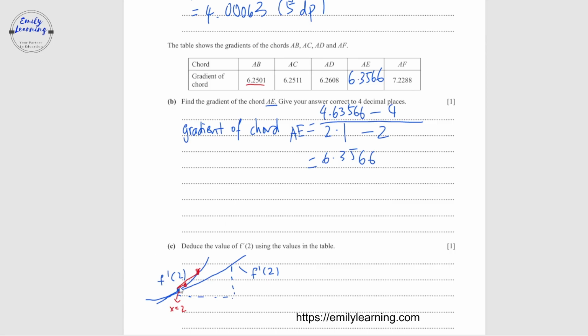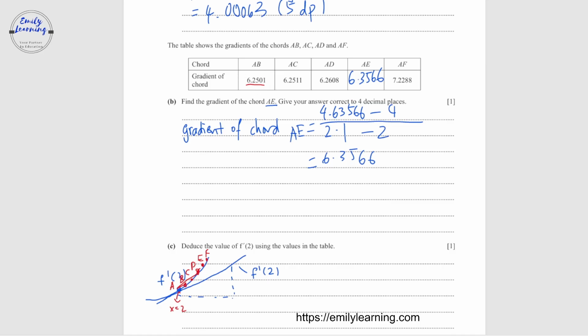So if you use this value here, the gradient: if I use a point that is further away to the right of A, so this is point A, this is maybe point B, this is then C, then D, then E, then F. You notice as you go further away from A to the right of it, the gradient increases. So if you compare the gradient at A and the chord AB, it is slightly smaller. So we know that it should be quite close to 6.2501, but smaller than that.